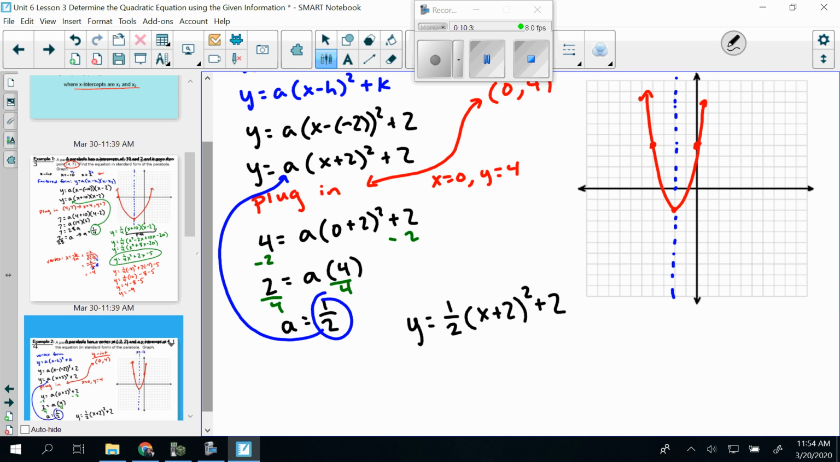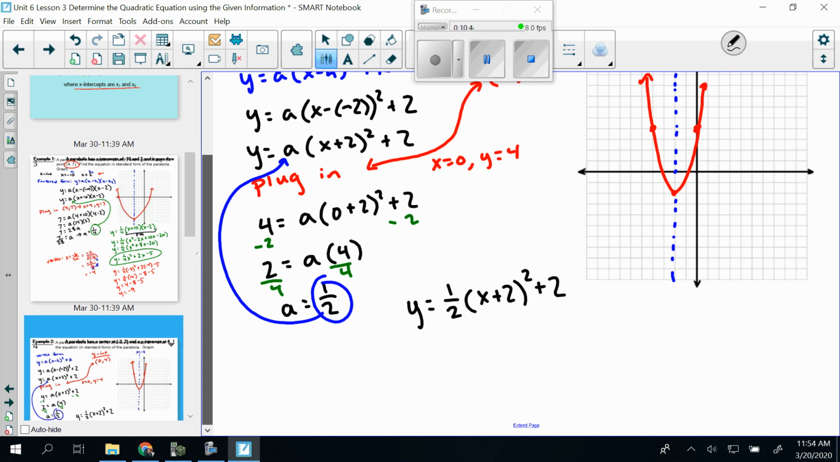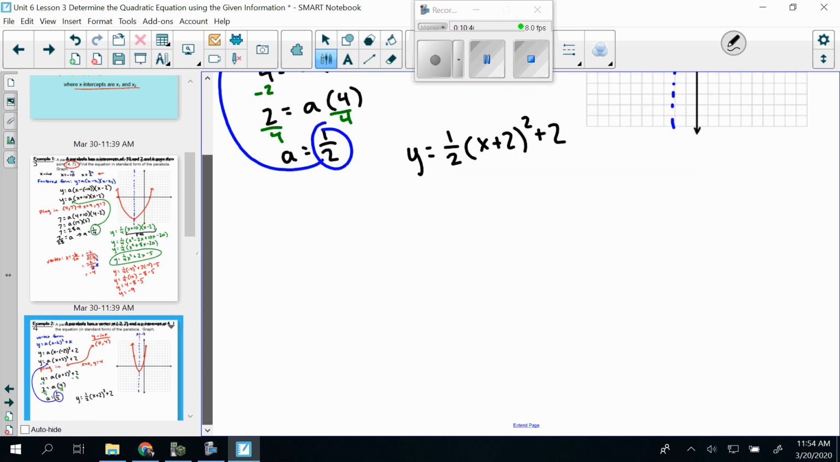So that's the vertex form of the equation. But again, they did want standard form. So what we have to do is go through and simplify this down and get it into standard form. To do that, we can't distribute this 1/2 because there's an exponent there. So we got to deal with that first. And remember, if you got an exponent of squared, that means you're multiplying two of these x plus 2's together.